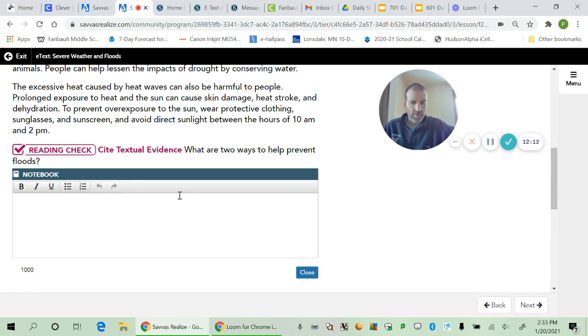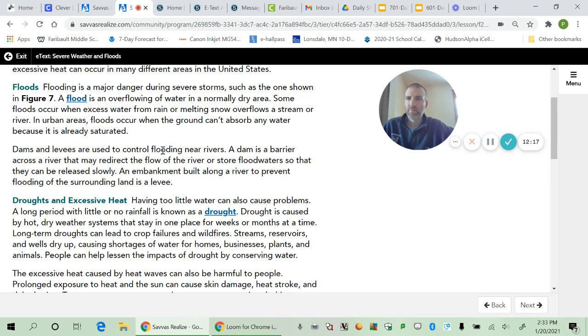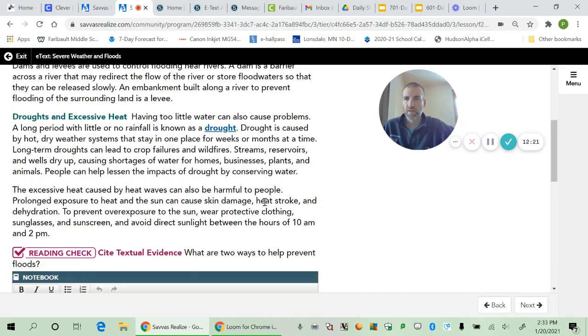So here for the notebook answer, you'd want to say something about building dams, building levees that can be used to control the floods and prevent the damage that can come along with them.